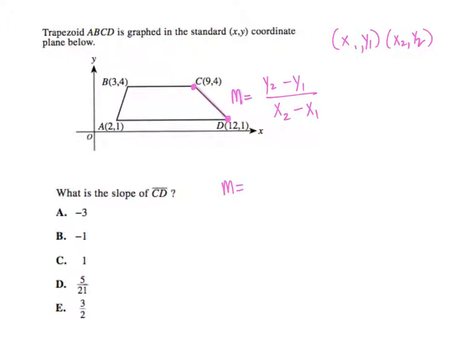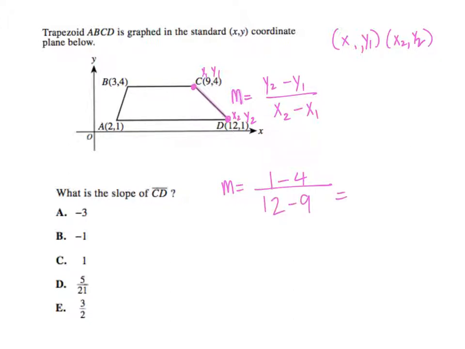So maybe this is your x1 and this is your y1, and then this is your x2 and that's your y2. It doesn't matter which one you choose to be your x1 and which one you choose to be your x2. So the top here would be my y2 minus my y1, so that's going to be 1 minus 4. And then my 12 minus 9.